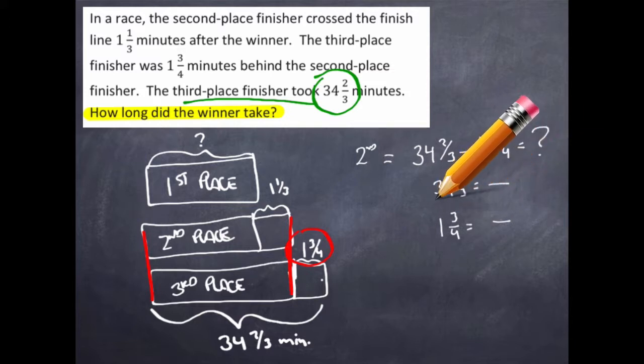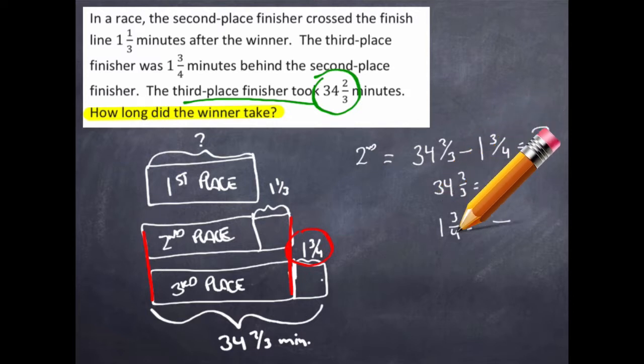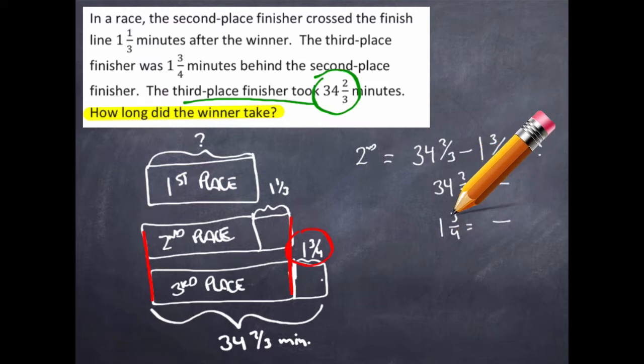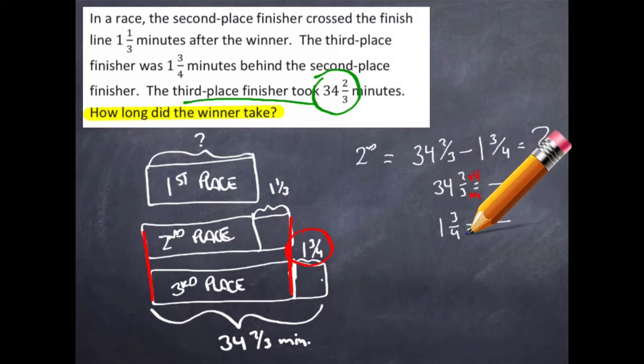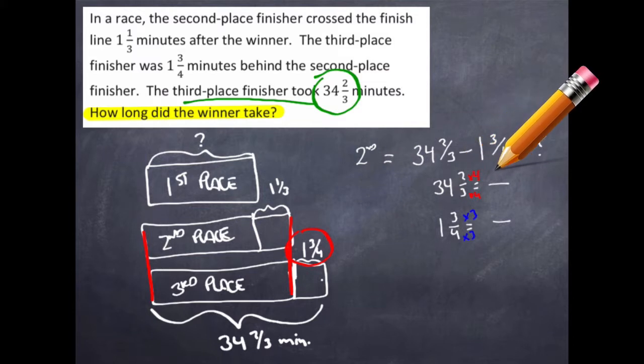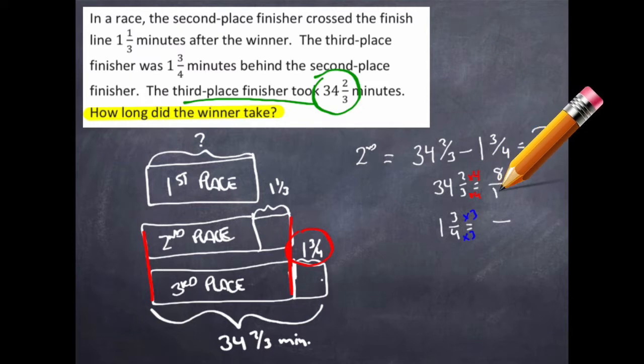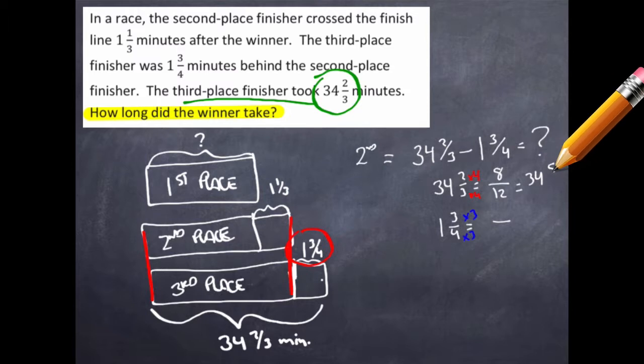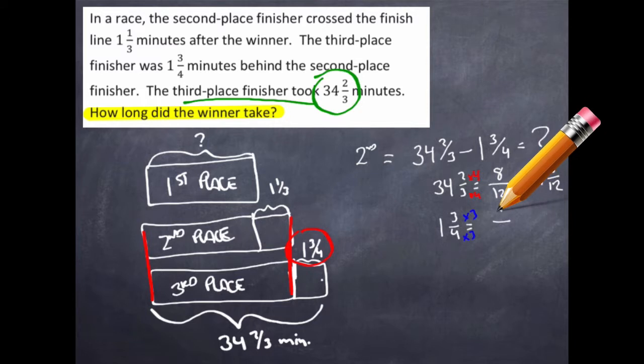Well, we know after using those models where we drew the lines through the rectangles and then matched them up, we know we could just multiply our denominators right off the bat to find a common denominator. So I'm going to do 3 times 4, 2 times 4. I'm going to do 4 times 3 and 3 times 3. So if I do that, 2 times 4 will give me 8. 3 times 4 will give me 12. So my new number would be 34 and 8/12. And down here, 3 times 3 would give me 9.